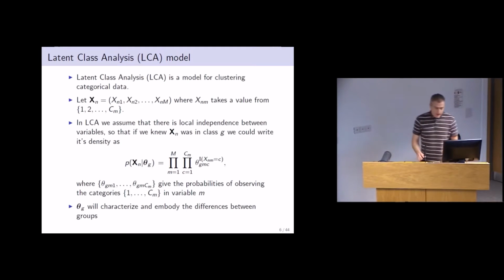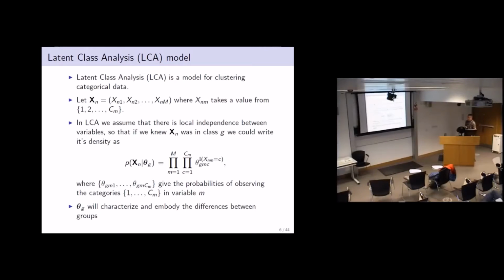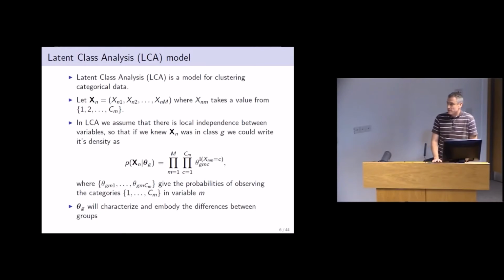And if you had a variable where the value of theta_gmc doesn't really vary with g, so the probability of variable m taking value c in each of the groups is more or less the same, that would be evidence to suggest that the variable doesn't tell us anything about the groups, because in all of the groups, all of the individuals have the same probability of taking each of the categories. So that's going to be a key thing when we're trying to do variable selection. But we're basically just assuming that all the variables are independent and they're just a single draw from a multinomial distribution.